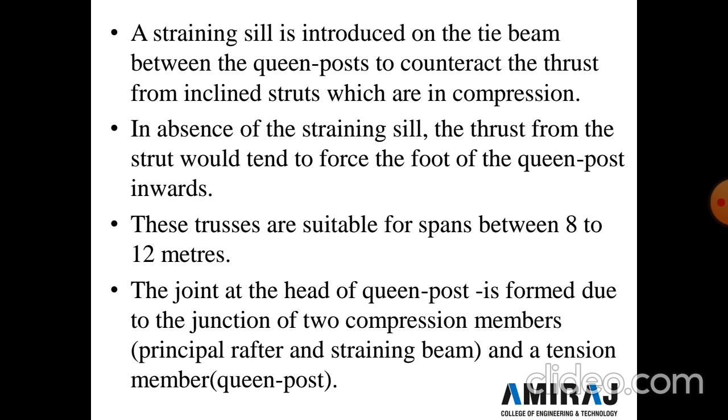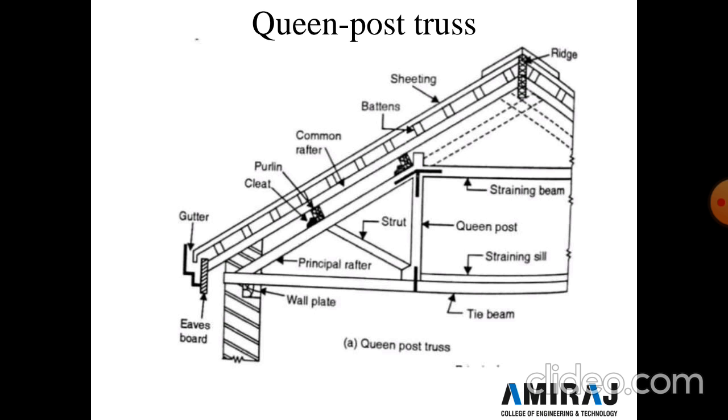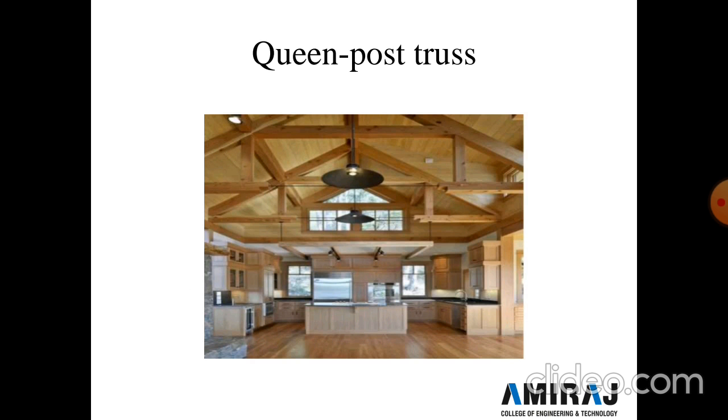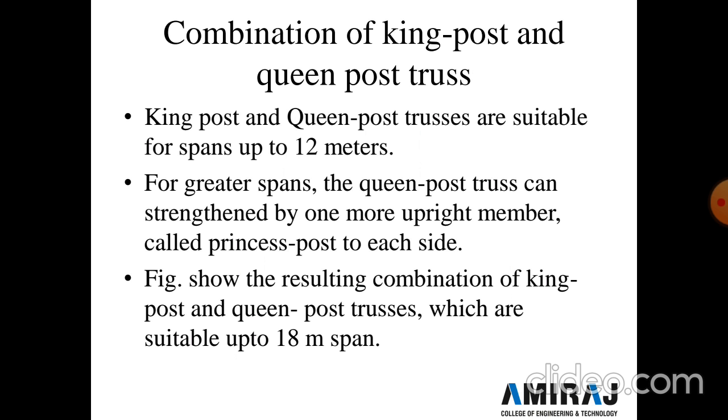Here, see this figure, the queen post truss is shown. Two queen posts are provided here, whereas in a king post truss only a single post is provided. Generally the queen post truss is made of wood. See this figure number 2. Now the combination of the king post and queen post truss.